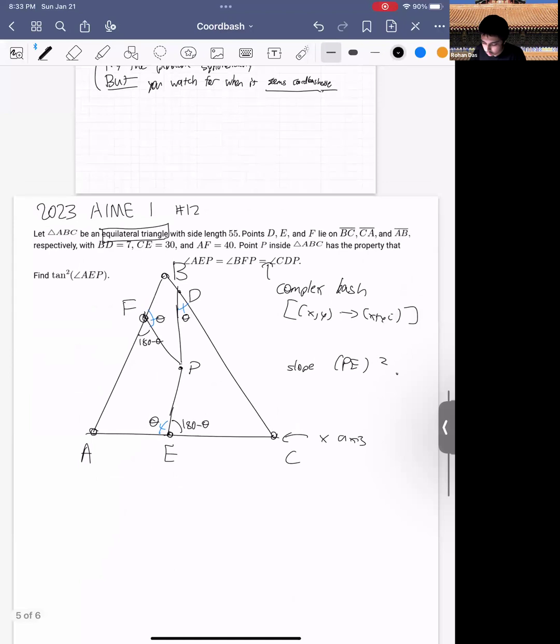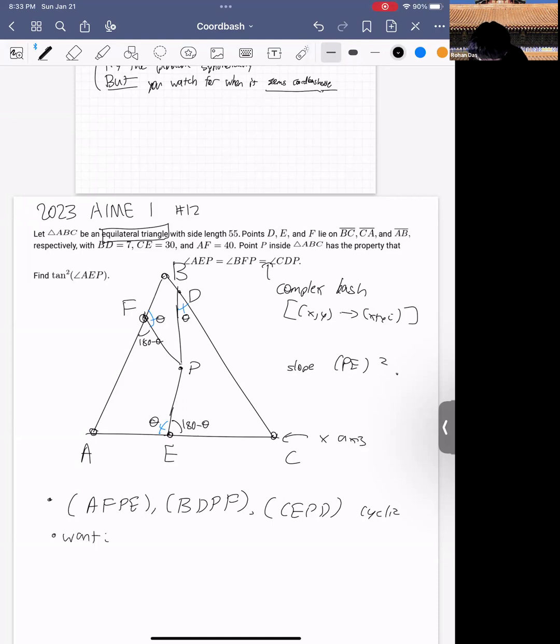So what have we seen? We have seen that the quadrilaterals AFPE, BDPF, and CEPD are cyclic, and we want the slope of PE squared. And now it is a reasonable time to start thinking about how we can coordinate bash this problem, because now that we've found these cyclic quadrilaterals, we have entirely removed the angle condition.